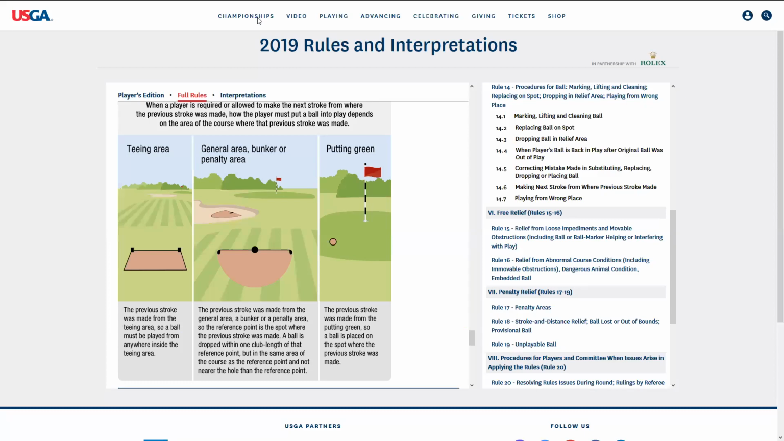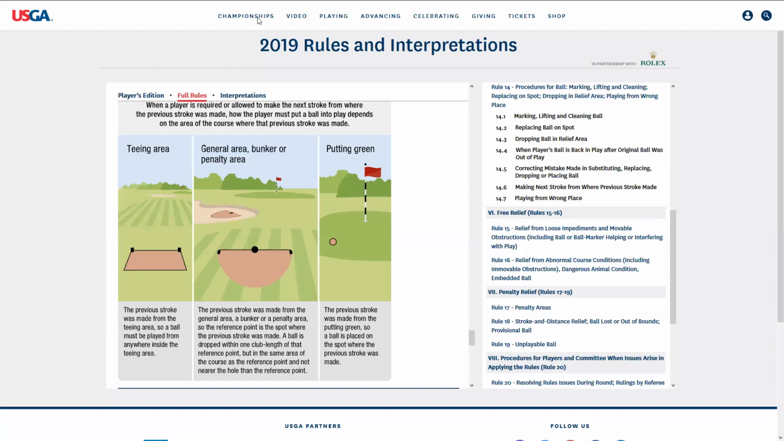What do we do under the new rules when we drop? We always drop in a relief area. So what this does is it tells you how to create the relief area. You find your reference point, which is the point right behind where the ball came to rest, and you're going to get your one club length.